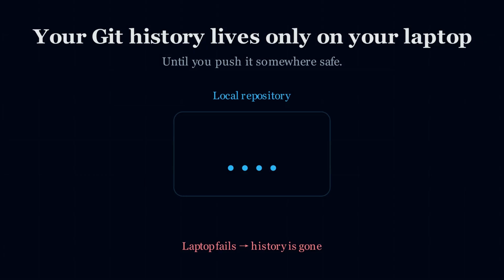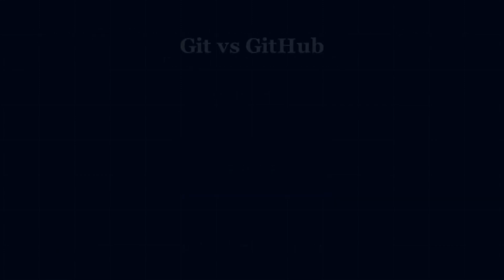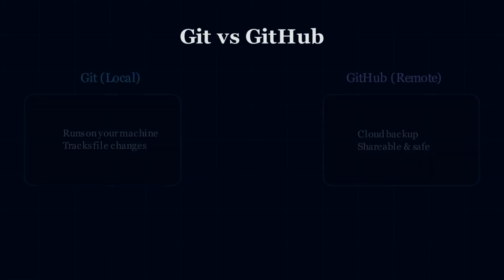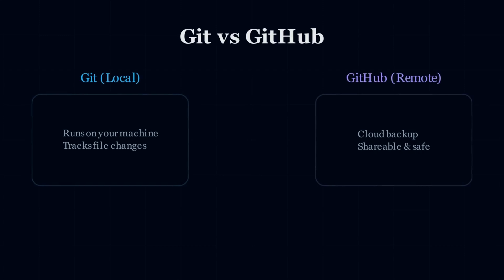So in this video, we are going to push our local Git repository to GitHub and understand clearly what the difference between Git and GitHub actually is. So let's get started. Let's first clear up the confusion. Git is a tool that runs on your machine. It tracks changes in your files, it tracks changes of your project, and it lets you create commits locally onto your local repository.